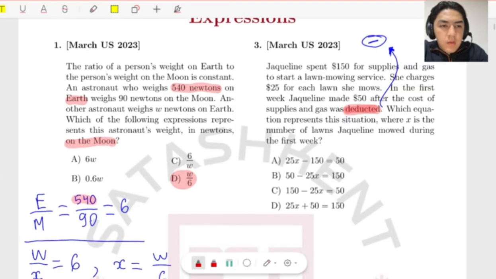Okay, in the first week she made this after the cost. I mean, the 50 is what she made. It must be an equal part, right? I mean here or here. I can eliminate B and D now. And as it says that she charges $25 for each lawn, it's going to be 25x. And the minus part, the deducted part, will be the amount she spent for supplies and gas, and I am subtracting it from my 25x. So the only option that suits here is A.